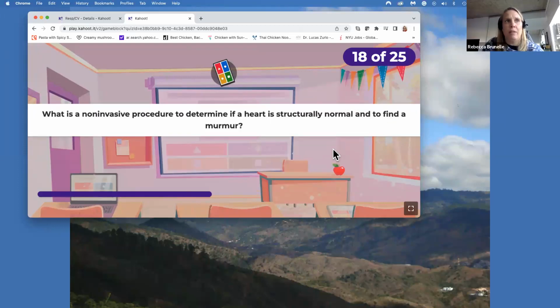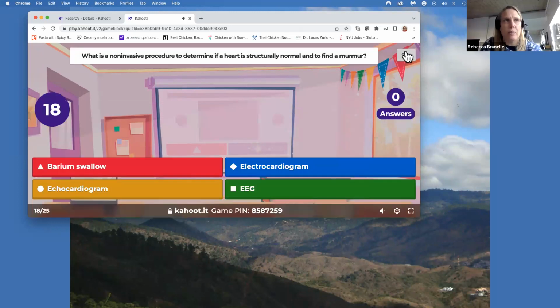What is a non-invasive procedure? We didn't talk about this one, so I'm going to skip it. It's an echo.